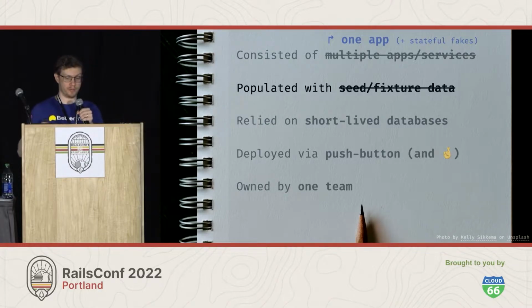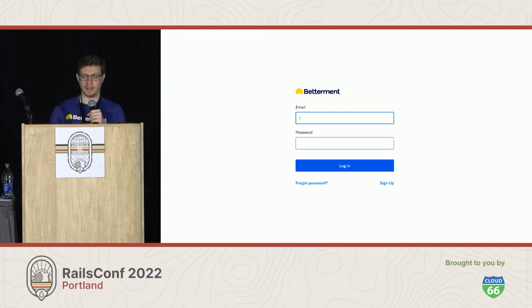And so we crossed that out too. But then we thought, OK, if we're not using seeds or fixture data, like if we don't actually populate user accounts ahead of time, then what do we do? Like, how else are you going to log in? You'll be faced with this form, and you'll need to enter something, right?